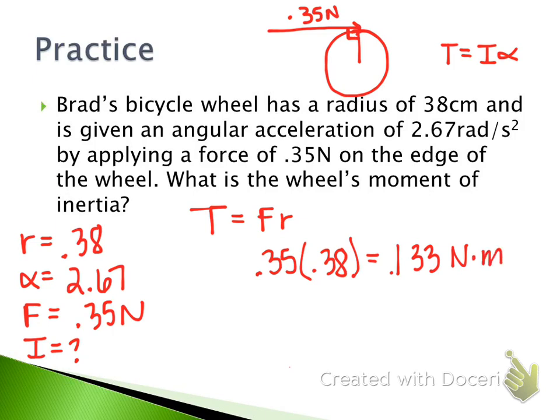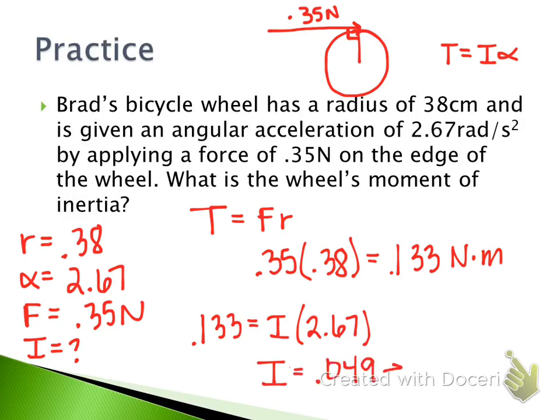Okay, so we solved for torque. Then we can set that equal to our moment of inertia times alpha. It really rounds up to 0.050, but that's okay.